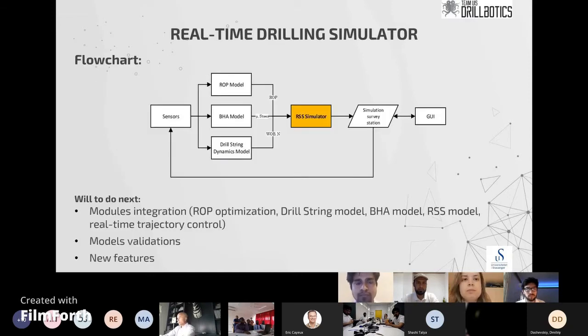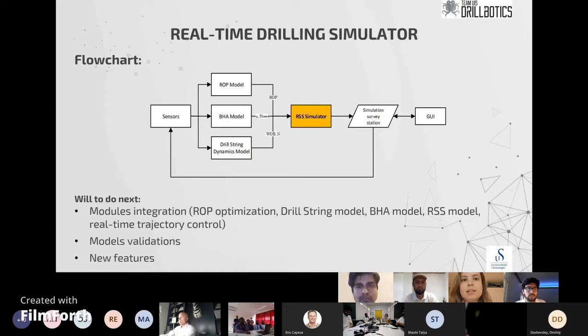So for the real-time drilling simulator, we have the following flowchart where the ROP model would provide the value of penetration rate. The drill string model will calculate the values of weight on bit, and the BHA model will be in charge of the sliding factor and the steerability values. These parameters are going to be sent into our RTDS simulator, and the simulation will then be performed.